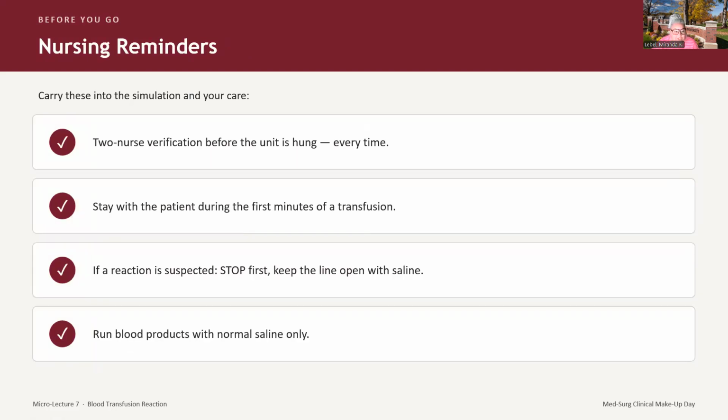All right, so your reminders are nurse verification before the unit is hung every time. You want to stay with the patient for the first 15 minutes of a transfusion. If a reaction is suspected, you want to stop first, keep the line open with saline, but you're going to attach your saline away from the blood tubing. And then run blood products with normal saline only.